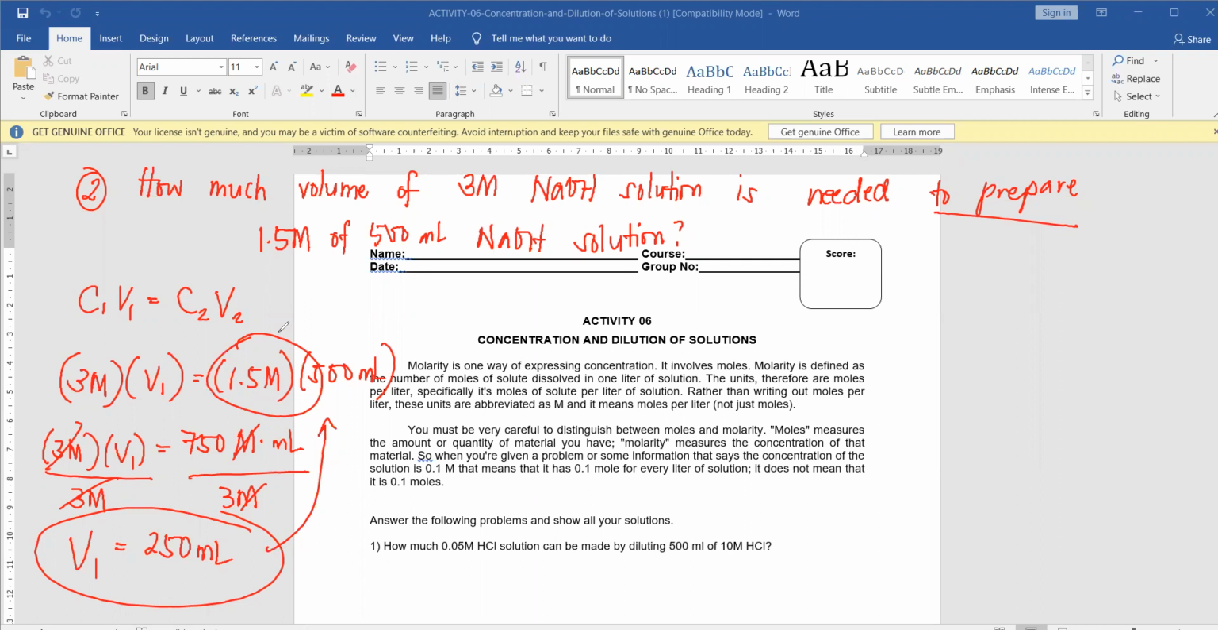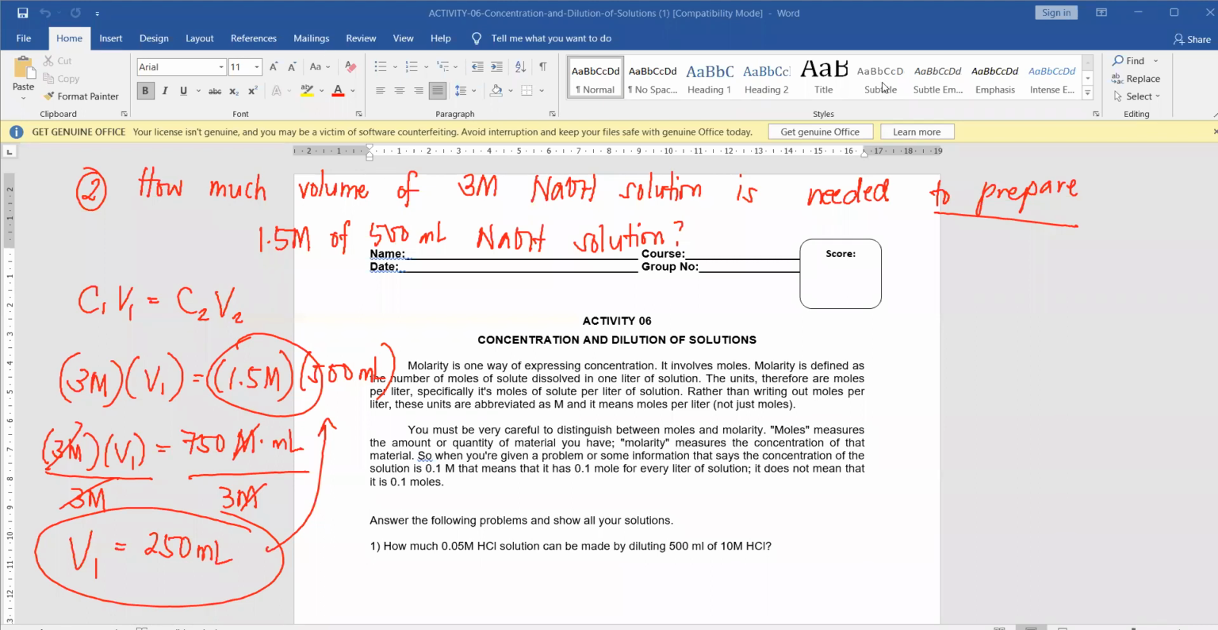Any question before tayo mag-move on sa paggawa ninyo ng activity? Anyone clarification? Meron ba? Wala?